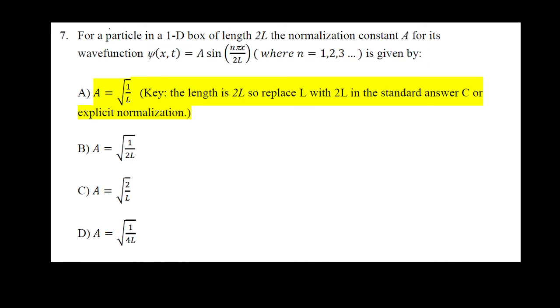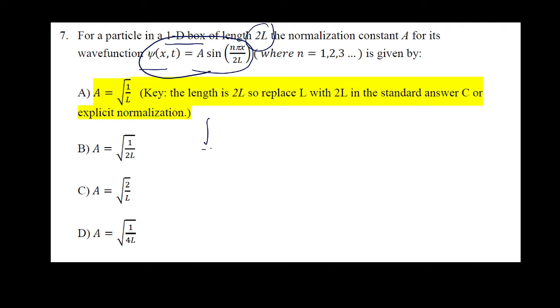Alright, so the seventh question is for a particle in a 1D box of length 2L, the normalization constant A for its wave function, for n equals 1 to 3, is given by. So all we need to do is figure out the normalization constant. We know that the function has to be normalized, and what are the conditions for a function to be normalized?